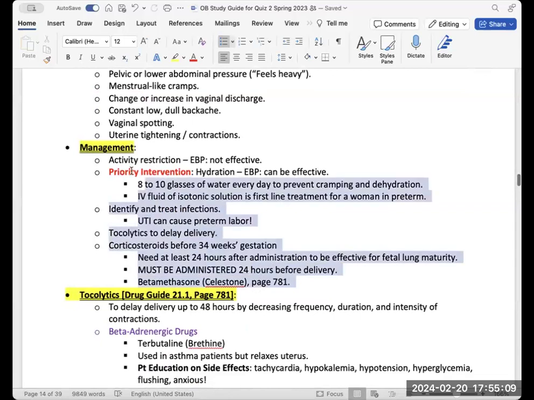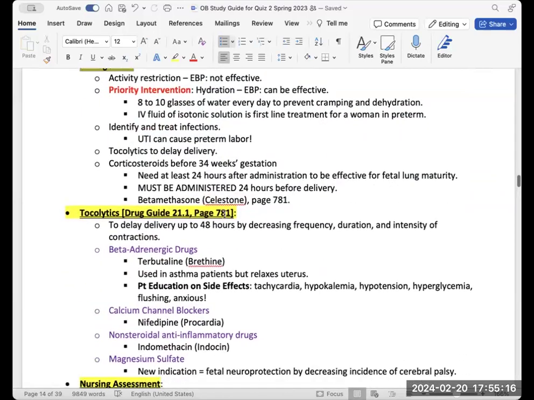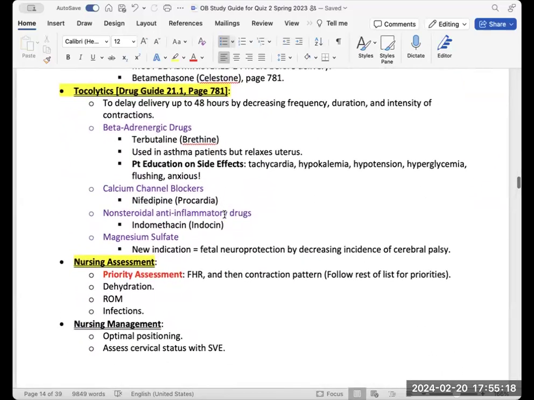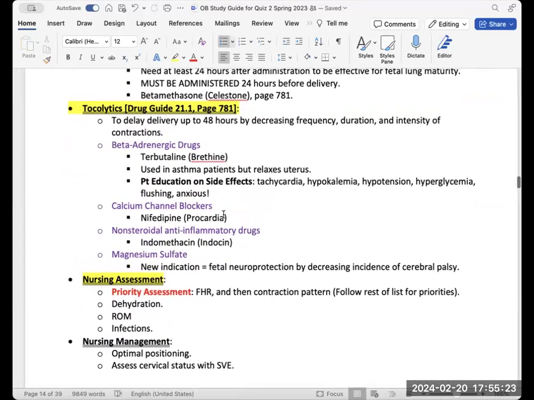So those are some ways that we could help with preterm labor, but that priority intervention is hydration and typically IV fluids of isotonic solutions. We said tocolytics can help delay delivery for up to 48 hours because they can decrease the frequency, duration, and intensity.